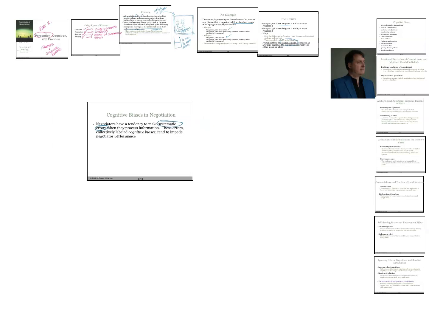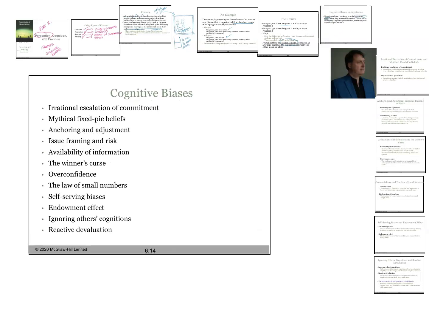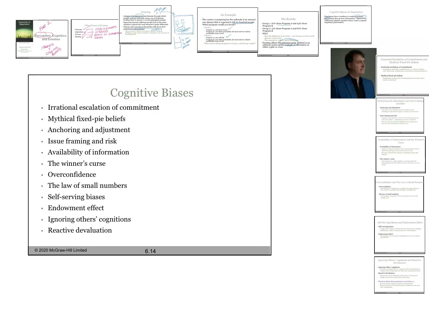Now let's look at the 12 cognitive biases that we're discussing. They are irrational escalation of commitment, mythical fixed pie belief, anchoring and adjustment, issue framing and risk, availability of information, the winner's curse, overconfidence, the law of small numbers, self-serving biases, endowment effect, ignoring others' cognitions, and reactive devaluation.